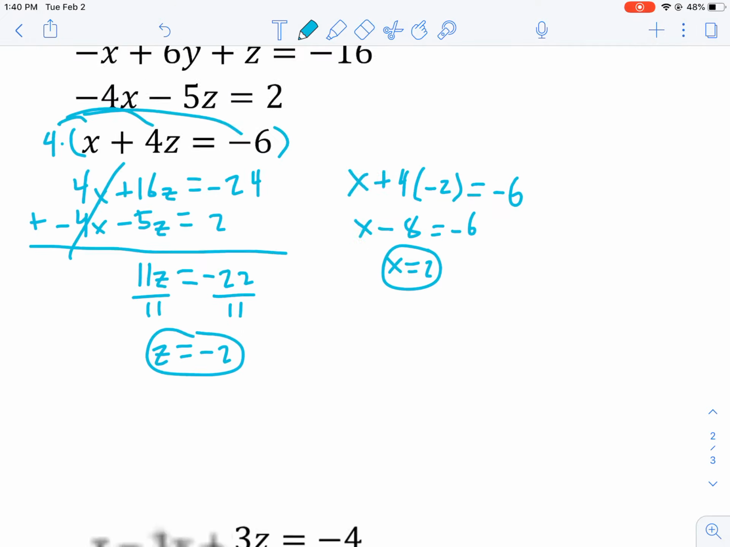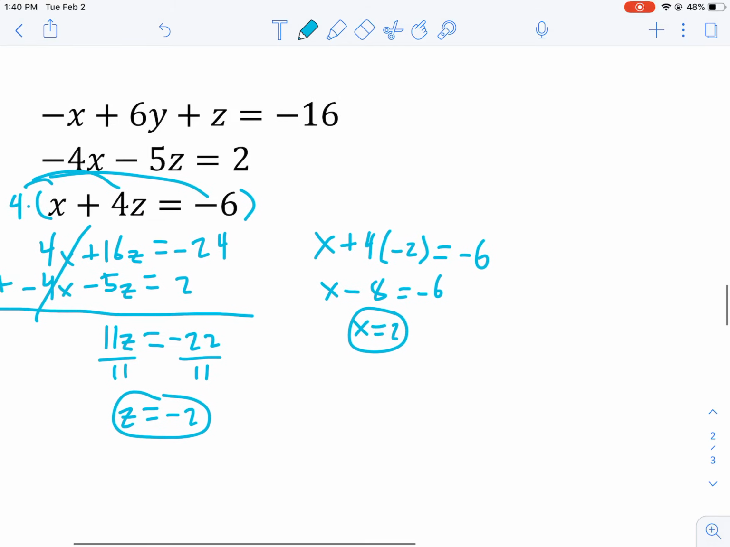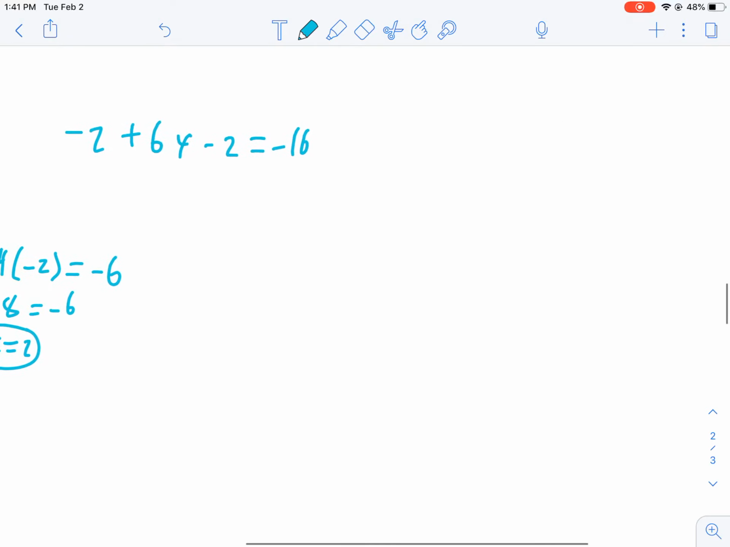So now we have x and we have z, which means we have to plug them in to get y. So we had to get y last because that's the only y. So that's where I kind of messed up in the beginning. So let's plug them back in. So we've got negative 2 plus 6y minus 2 equals negative 16.